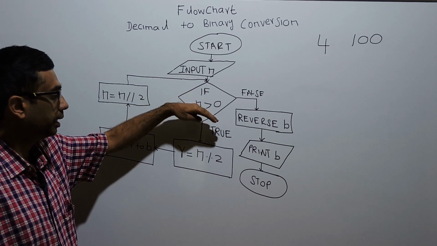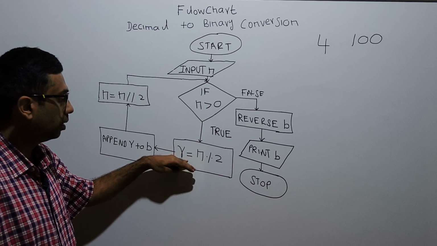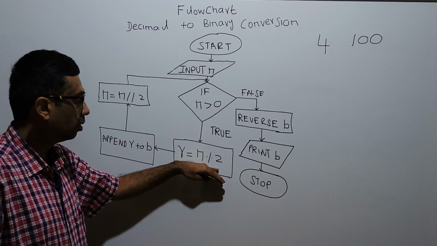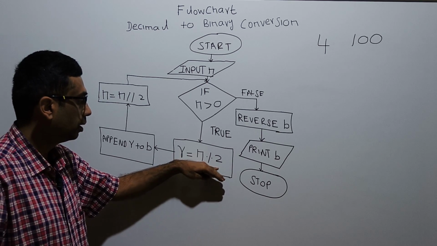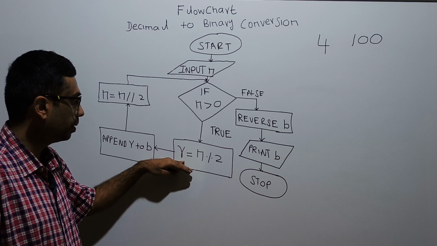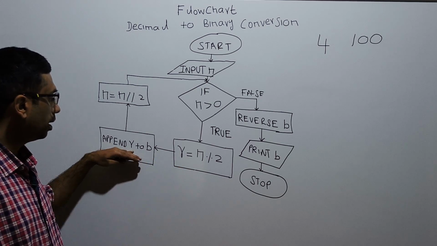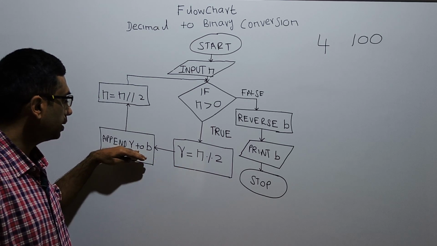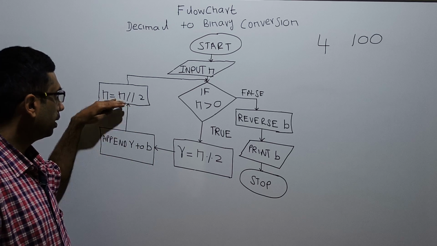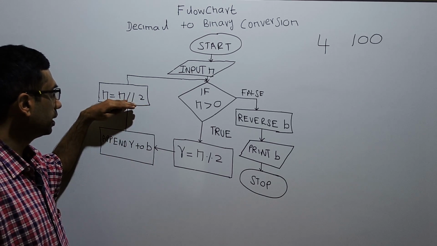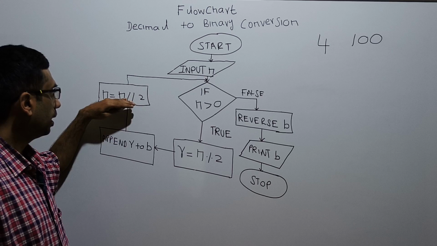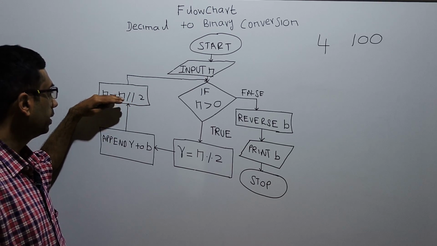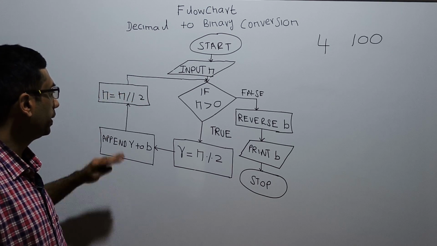So, logical start, I am obtaining the input n from the user and checking if n greater than 0, the condition is true. My remainder r equal to n modulo 2. N is divided by 2, the remainder is stored in the variable r and r is appended to b. The value in r is appended to the variable b and n equal to n double slash 2. This is an integer division, the whole part will be retained and the fraction part will get omitted.